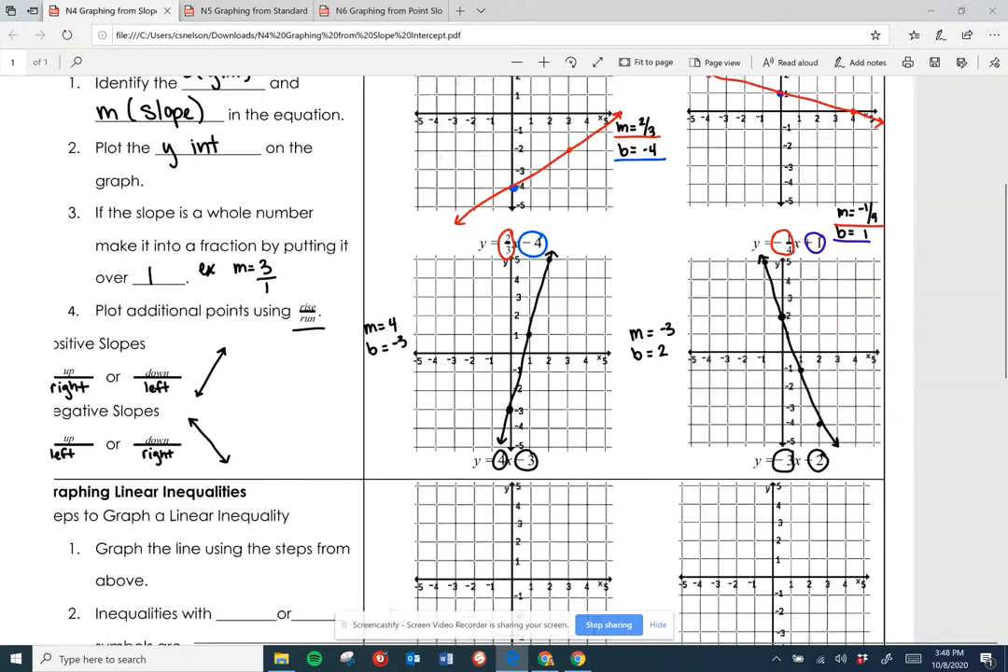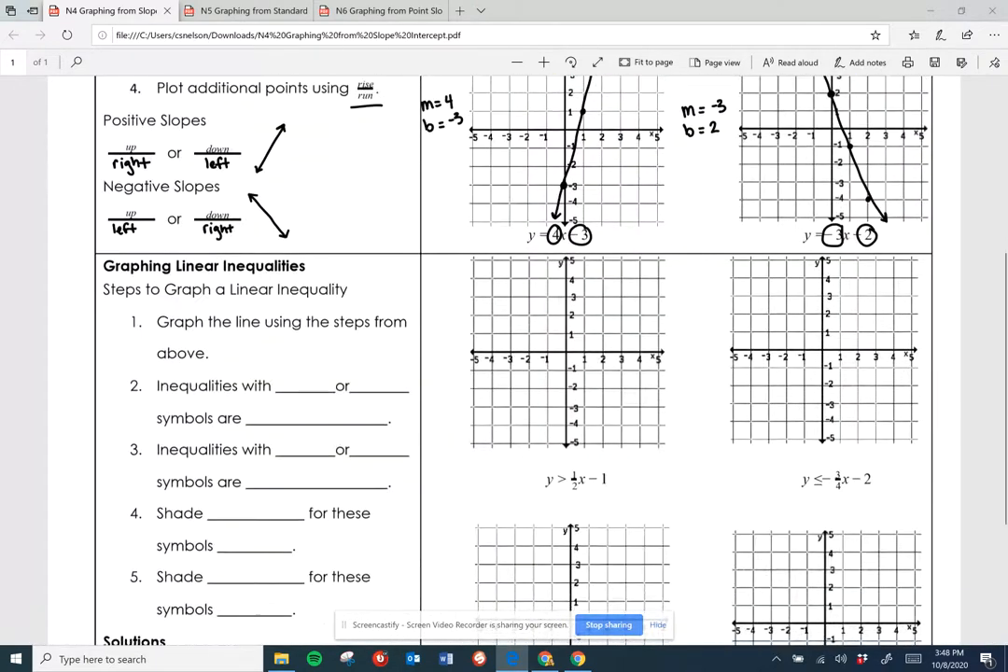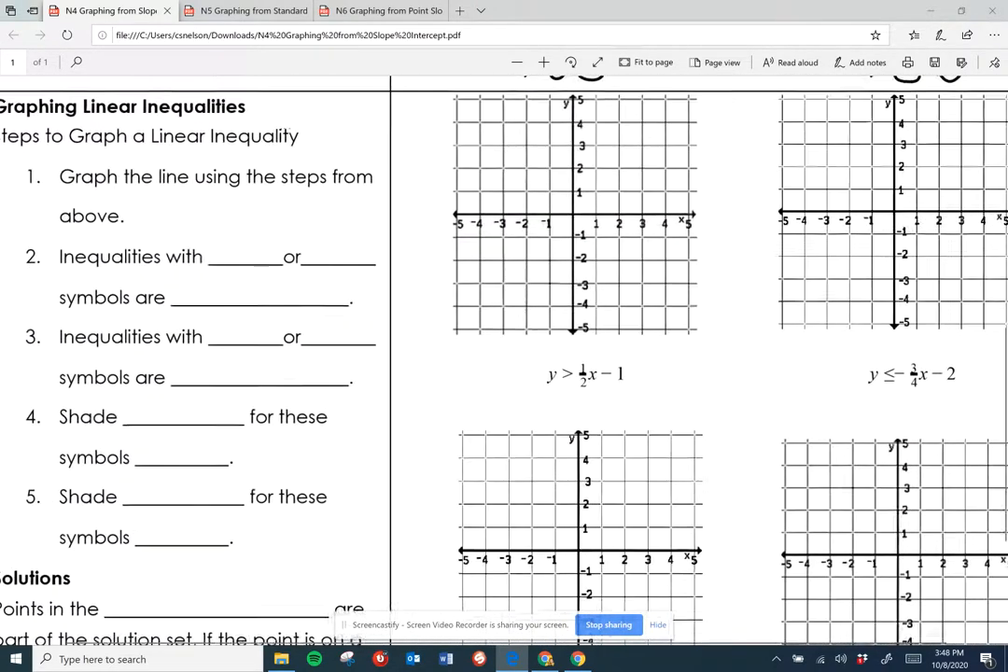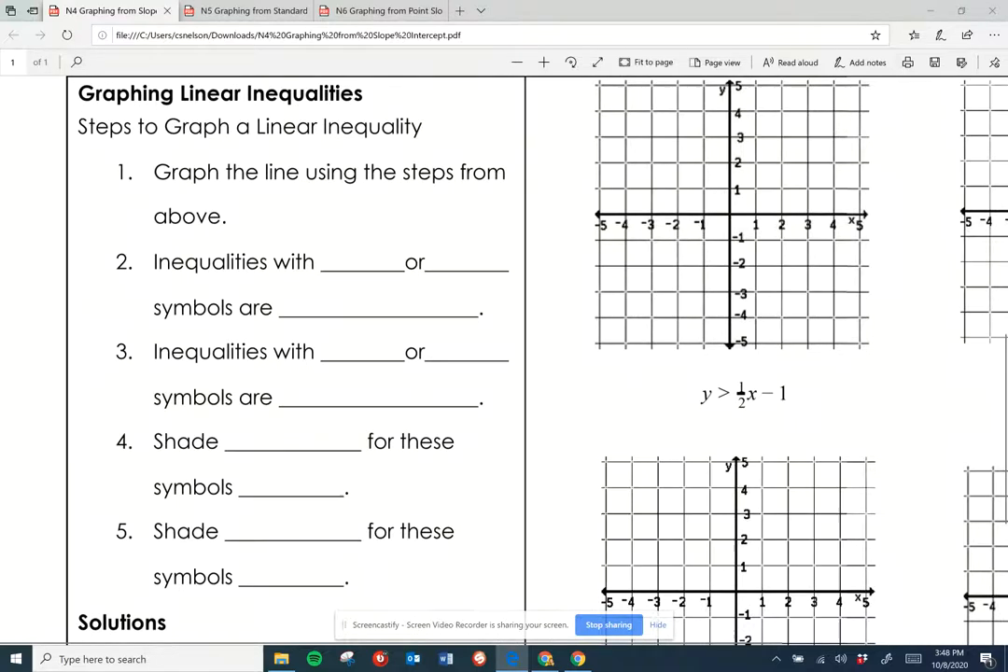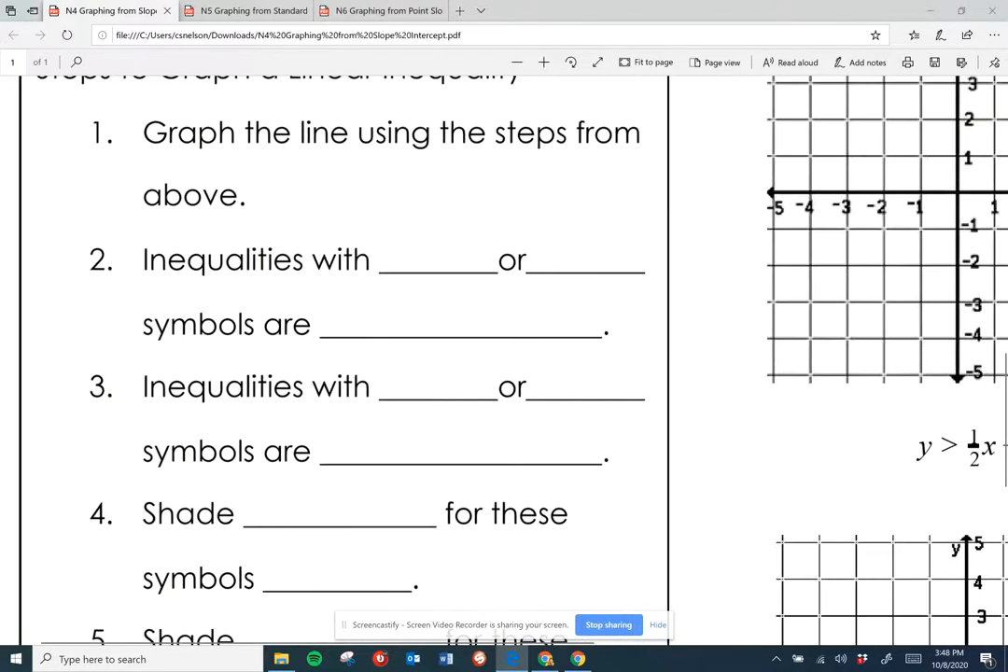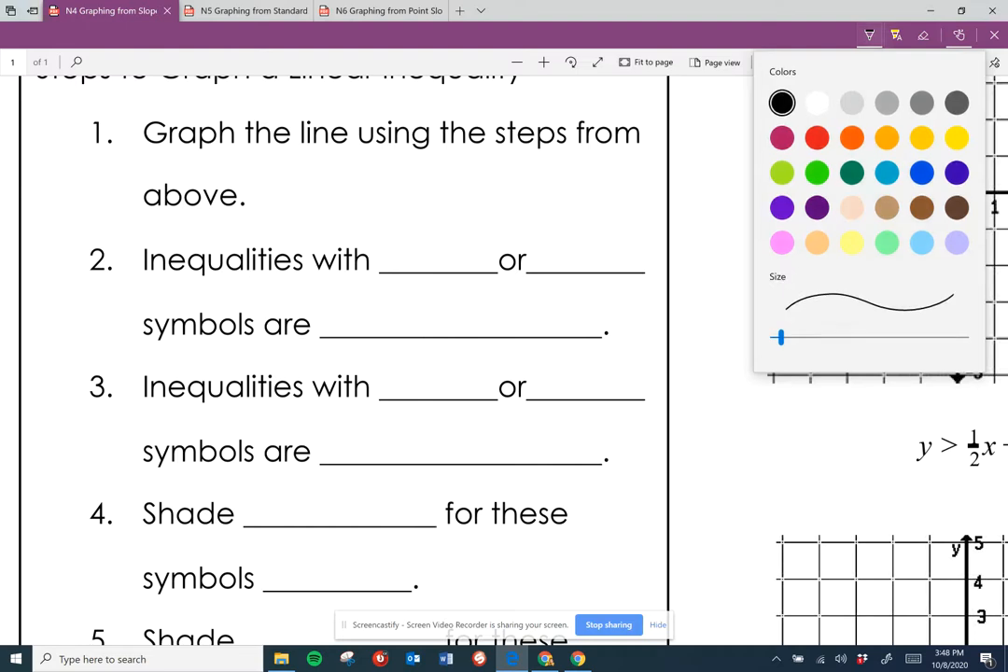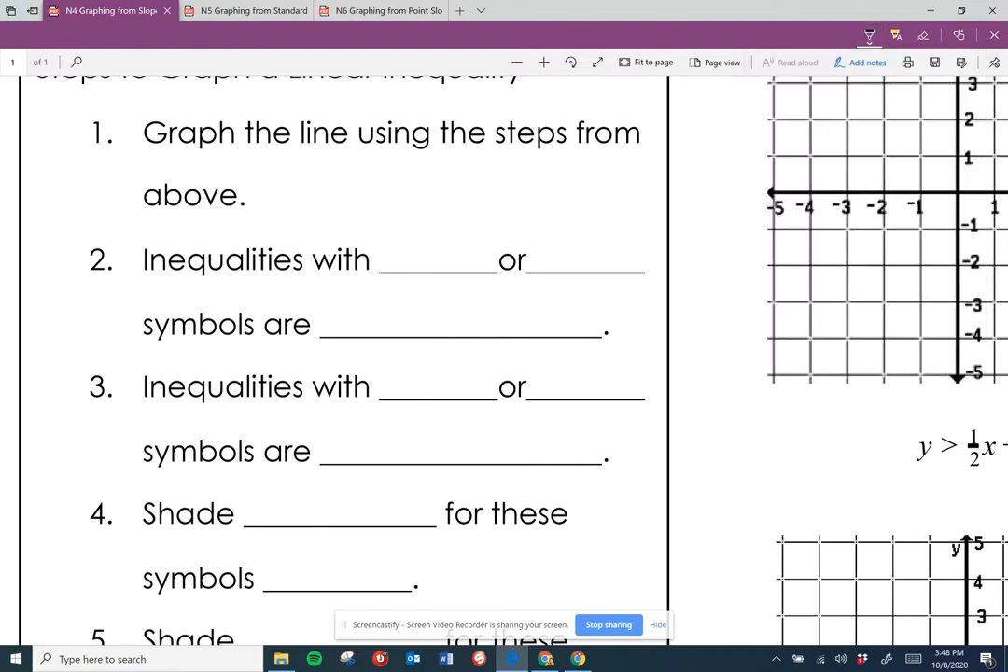Now we're going to talk about how to graph inequalities, okay? Inequalities are going to be very, very similar to graphing a line. So you're definitely going to graph a line. You're going to use the same steps from above. Nothing there really changes. Inequalities that have greater than or equal to or less than or equal to are solid lines.